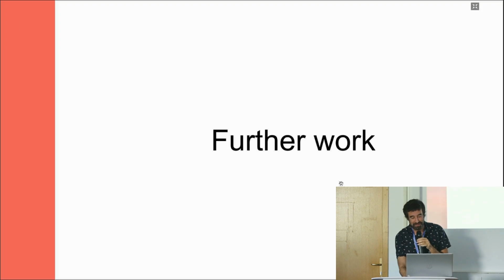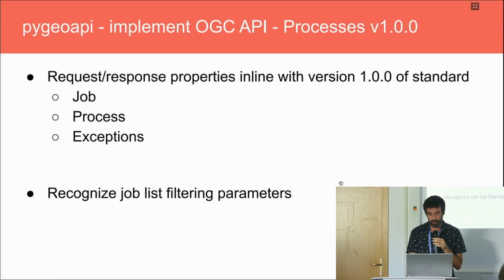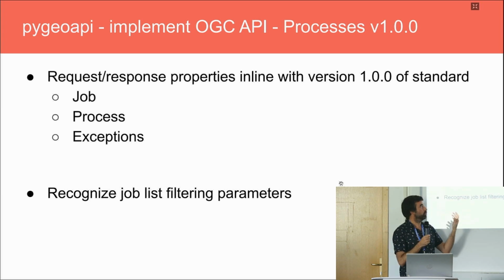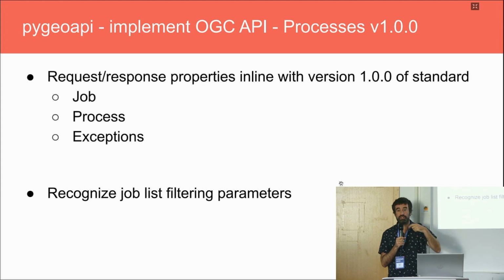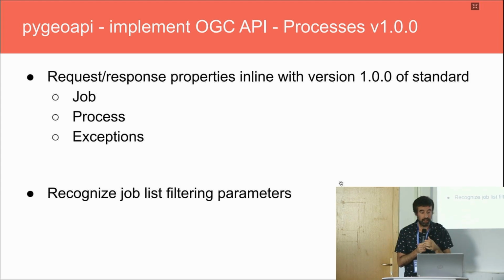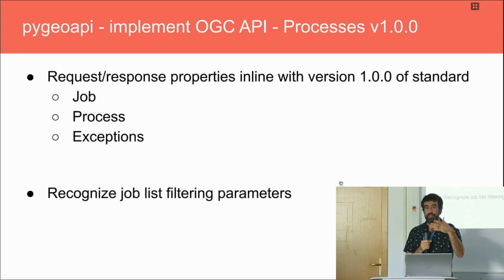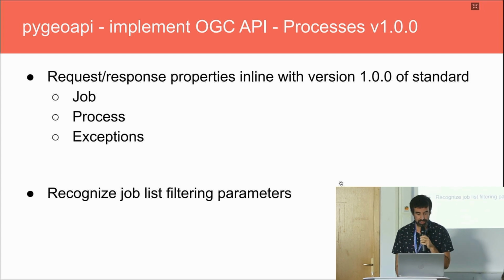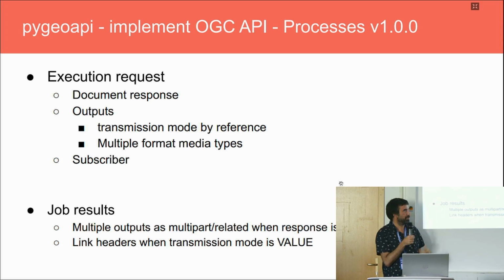Okay, I'm mostly done. I just want to tell you, this is a work in progress, that's cool. What is there left to do? For further work, there are some things that we want to get into Pygeoapi in terms of improving the compatibility with version 1.0.0 of the standard. These are mostly about getting the request and the response schemas in line with what is in the current version of the standard. I put them here because I don't want to forget what we have to do.